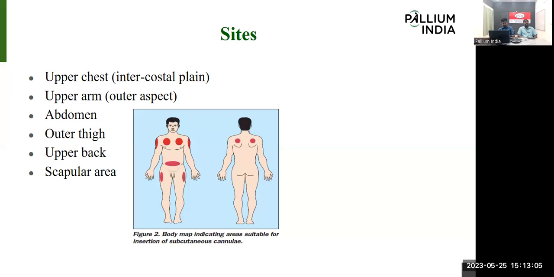Then the abdomen: around the umbilical region, about 2 inches away from the umbilicus, we can give the subcutaneous injection. Then the outer thigh, the lateral or outer aspect of the thigh region, we can give the subcutaneous injection. Then the upper back, meaning the buttocks: the outer or upper quadrant of the buttocks, just below the hip region, on both buttocks.